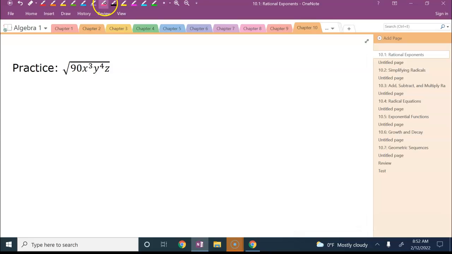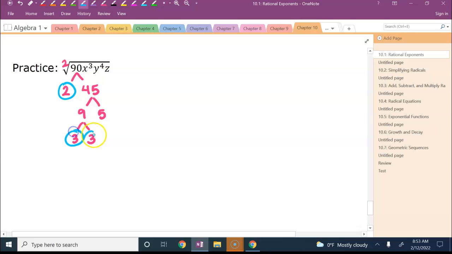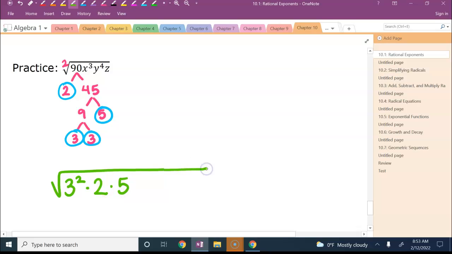For this one, you're dealing with just a square root. So remember, that means that there's a 2 here in the corner. 90 could factor to 2 times 45. 45 could be 9 times 5. And 9 would be 3 times 3. So we've got your prime numbers here. And my group of 2 is that 3 squared. So 3 squared times 2 times 5 would be my prime numbers.